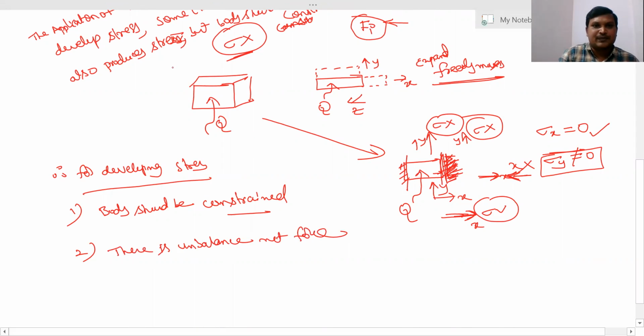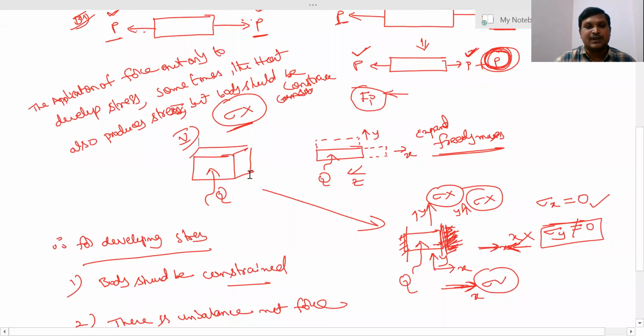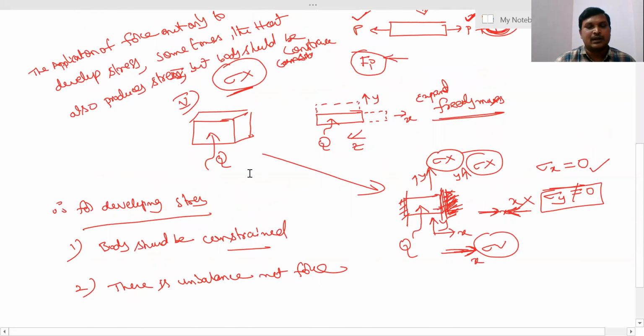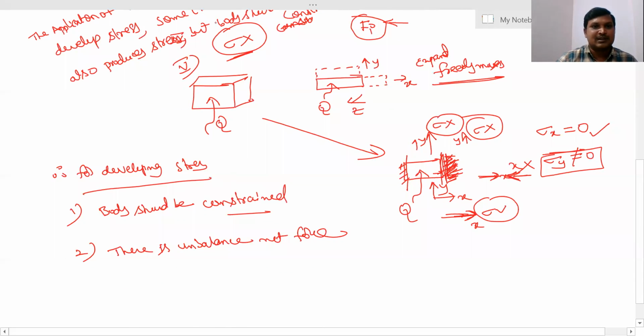Now observing the fifth case. Not only force is required for developing stress; even if we give heat to the system, there is a chance of stress. But in the fifth case, no stress is developed, because the body is not constrained in any direction. It moves freely in the X direction, the Y direction, and the Z direction.